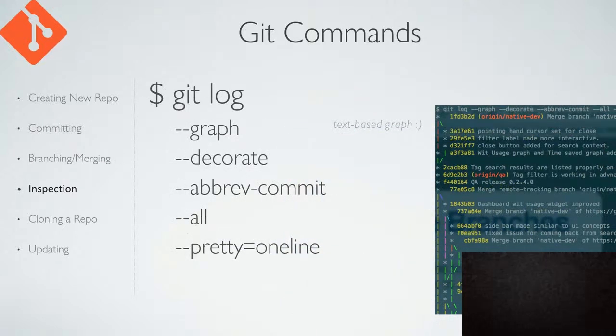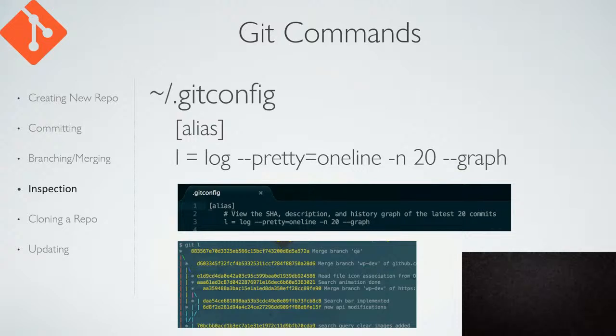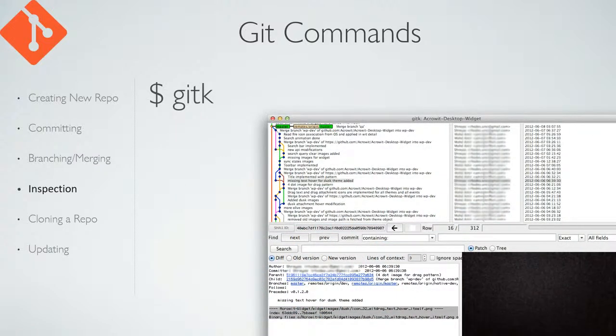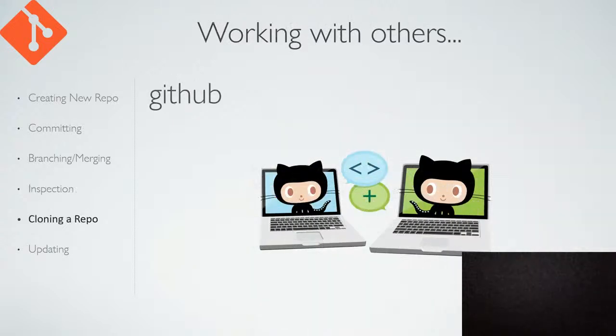So git space log is used with graph, decorate, abbrev-commit, all, and pretty equals oneline. You are able to use all these commands. And .git/config is also used for inspection. In case you have to inspect, you use these commands. And gitk is also used for inspection. For cloning a repository, you have to use GitHub.